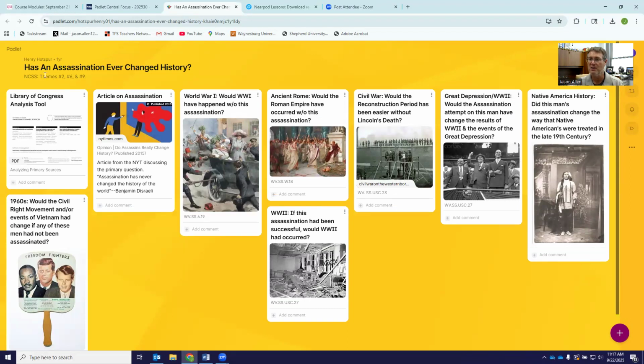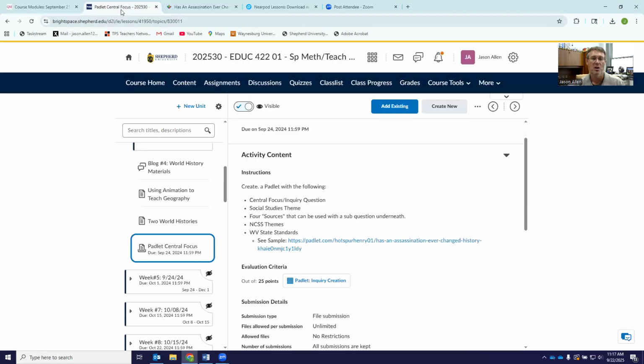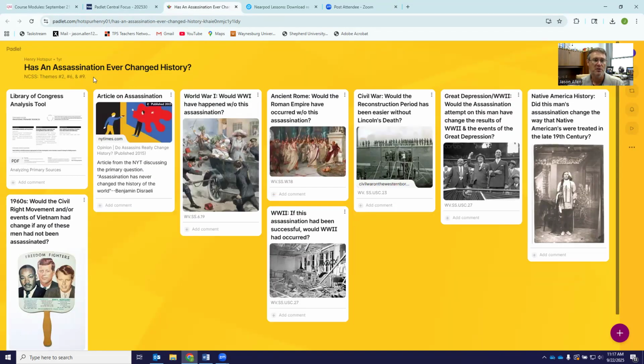Your social studies themes. We did those. Remember, we put the images up on the wall and you all did them in groups. I gave you the handout, I believe, too. You only need to do 4 sources that would work. So if you have, like I did, has an assassination ever changed history? I need to have a sub question for a topic and an image to load up there.